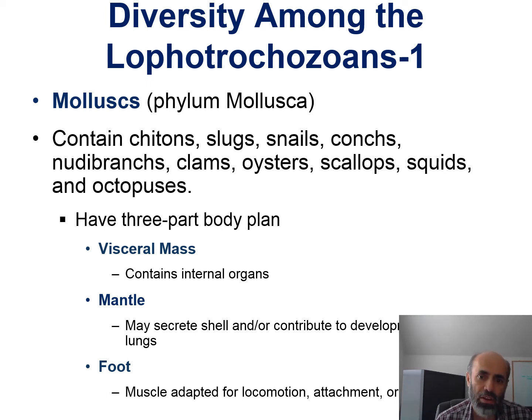Just like the clams, their body plan consists of three main body parts. The visceral mass contains all their internal organs. The mantle is the one that really makes the shell, the hard material. And the foot, or muscle foot, is adapted for locomotion. In the case of clams, we saw that it extends out, and clams use it for locomotion.